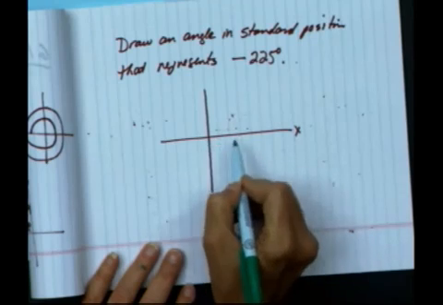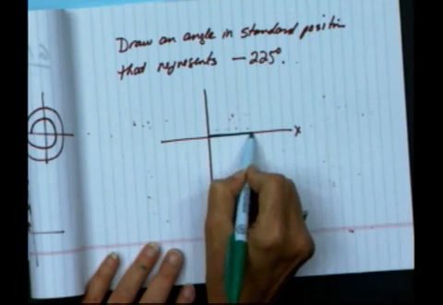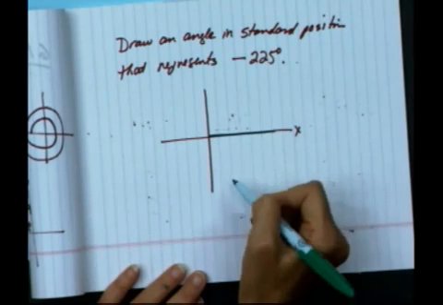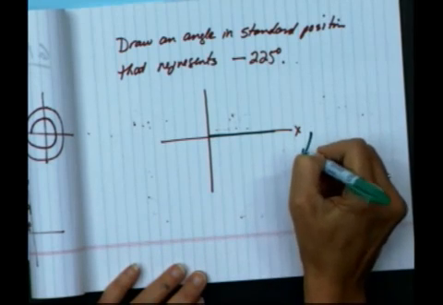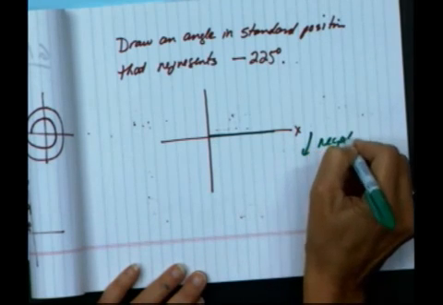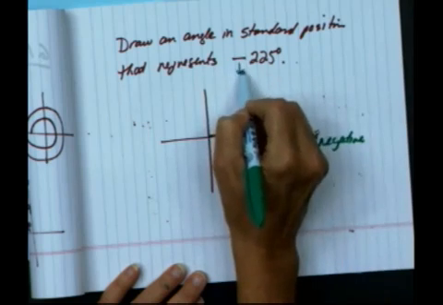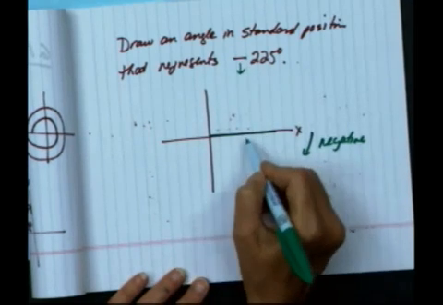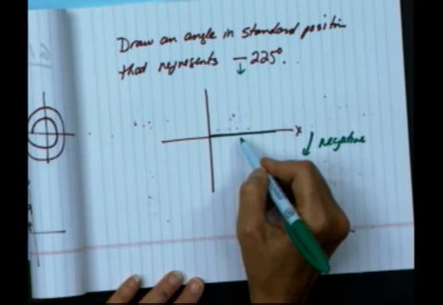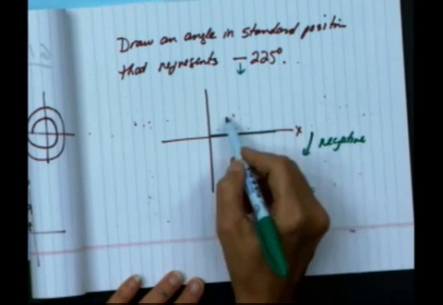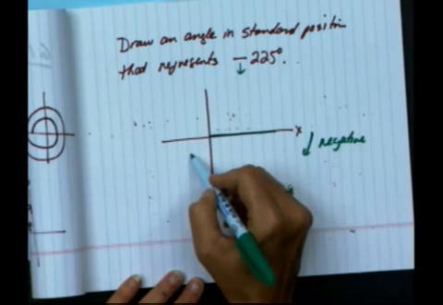Okay, I'm starting along the positive x-axis. Which way am I going? Up or down? Down. Down is negative. The negative means you're going in a negative direction. Is it going to be in the third quadrant? 1, 2, 3. Okay, let's see.